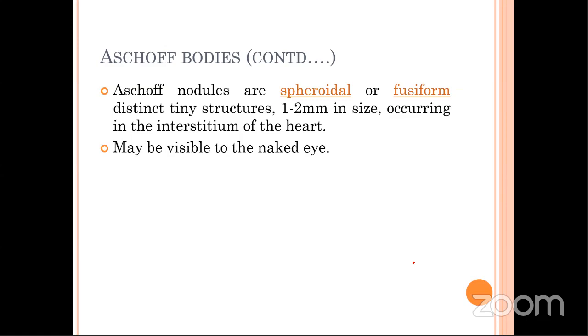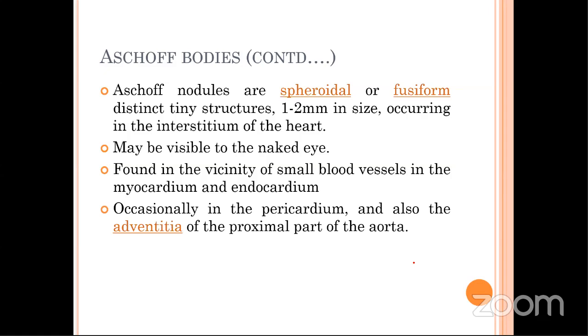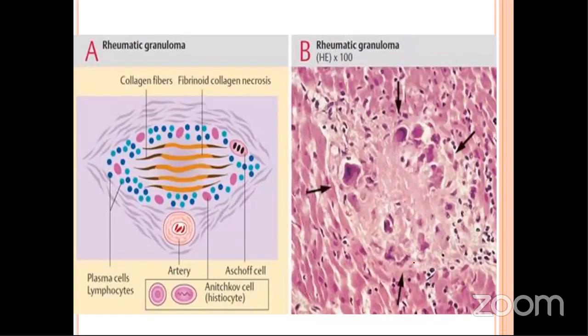And sometimes they may be even visible to the naked eye, not always microscopic. They're found in the vicinity of small blood vessels, occasionally also in the pericardium, and sometimes even in extracardiac tissues. Now, this is how they look.